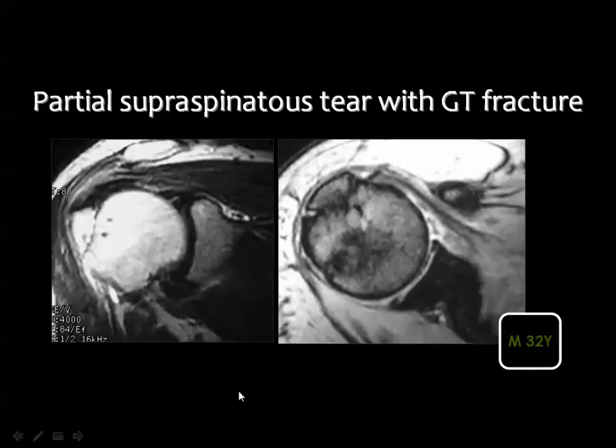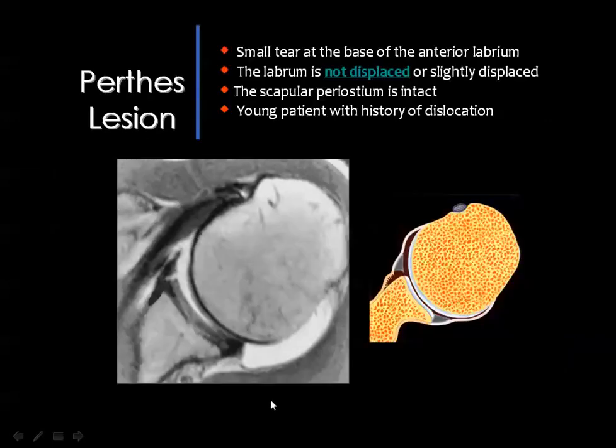Then this is an example of greater tuberosity fracture. You see the fracture line, and of course you know that three muscles insert into this greater tuberosity, which are the supraspinatus, infraspinatus, and teres minor. Then whenever fractures involve this tuberosity, there may be injury of one or more of the tendons inserting into the greater tuberosity.